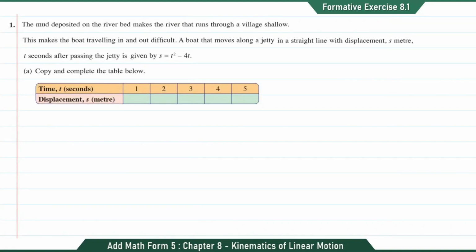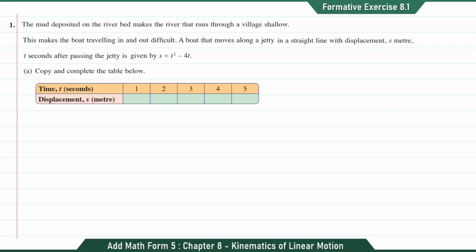Formative exercise 8.1, question 1. The mud deposited on the riverbed makes the river that runs through a village shallow. This makes the boats traveling in and out difficult. The displacement of a boat that moves along a jetty in a straight line, s meters, t seconds after passing the jetty, is given by s equals t squared minus 4t.